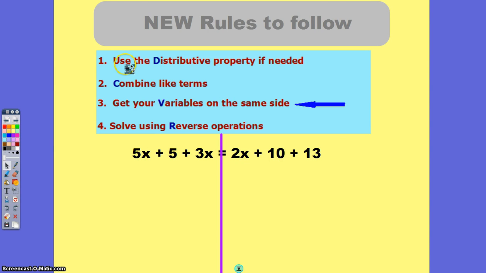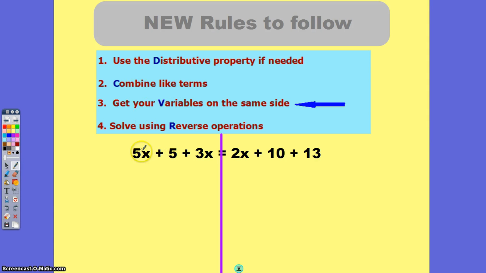So our rules to follow. The first thing we should always look for is, do we need to do the distributive property? Which is easy to spot because you'll just see some parentheses. So that's the first thing to look for. Deal with that first. Then, can you combine any like terms? Here's our new step. We need to get our variables on the same side. Then we can do our normal algebra steps.